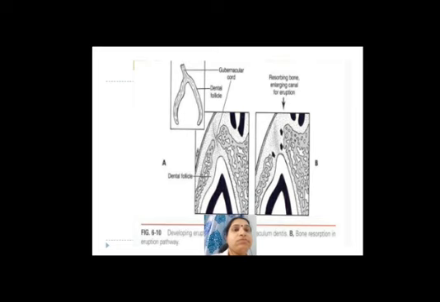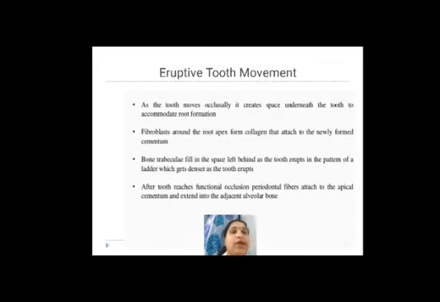So, we can see the dental follicle. Above that is a connective tissue called the gubernacular cord. It is degenerating, paving the way for eruption, and that pathway is called the gubernacular canal. Eruptive tooth movement: as the tooth moves occlusally, it creates space underneath the tooth to accommodate for root formation. And fibroblasts around the root apex will form collagen that gets attached to the newly formed cementum.